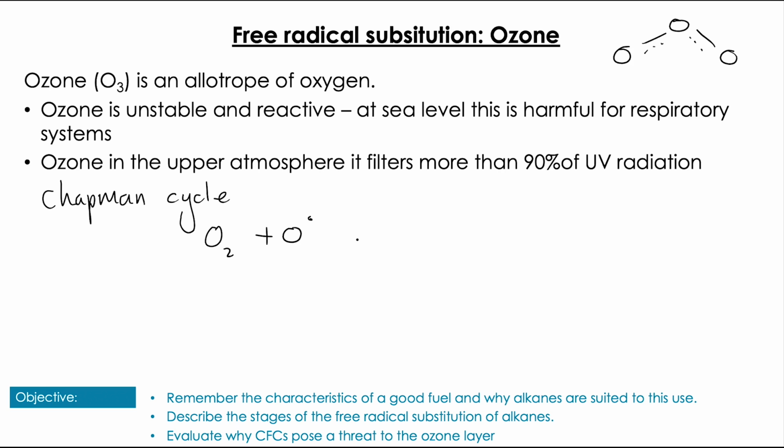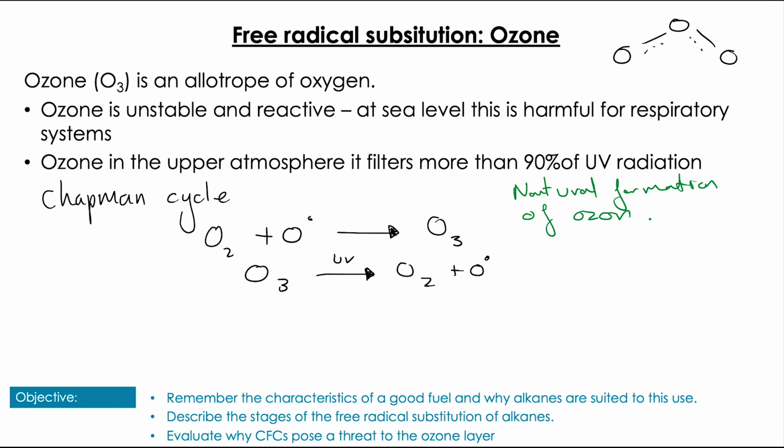In this process, oxygen reacts with free oxygen radicals to form the ozone, and the ozone itself is struck by UV radiation, which causes the breakup of the molecule into O2 and oxygen radicals. These 2 reactions respectively represent the natural formation of ozone and the natural destruction of ozone, an ongoing cycle.